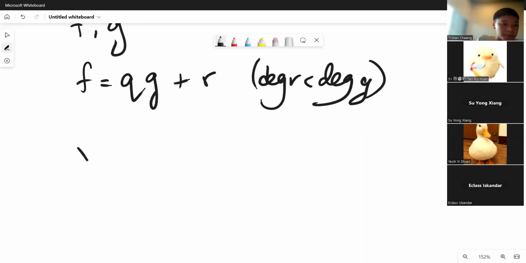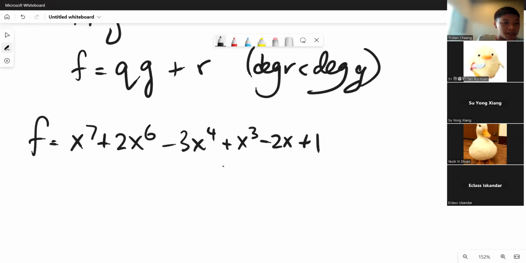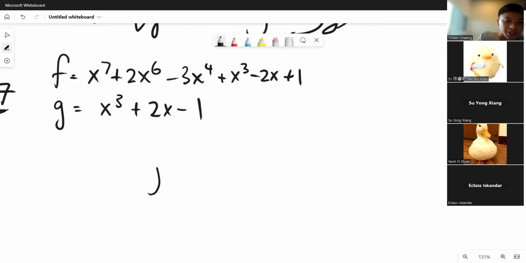For example, if we have x^7 plus 2x^6 minus 3x^4 plus x^3 plus so on, let's say this is our f, and let's say g equals x^3 plus 2x minus 1. Then there's this thing called long division, where you can find q and r in a very brute force fashion. In fact, it's probably the fastest way already, so I wouldn't say it's brute force.